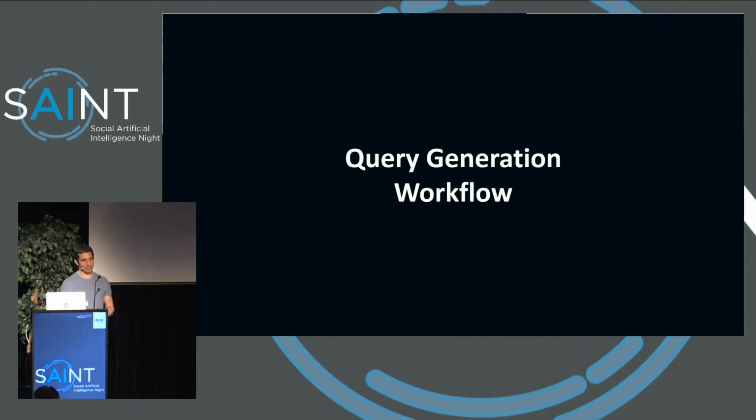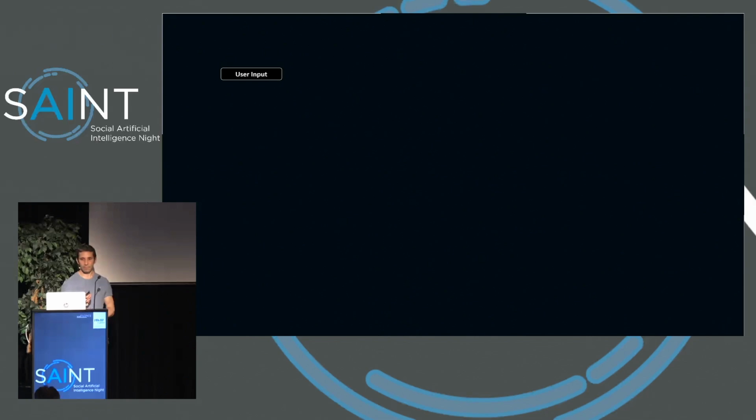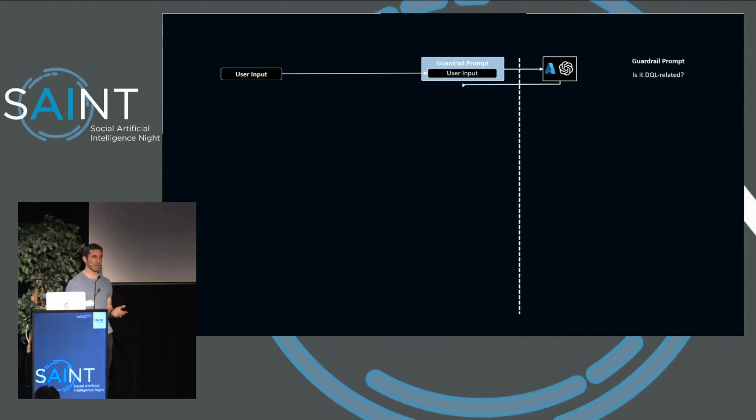I will show you now, this is already live and running. It's in our product. There's even a demo workspace, so you can all try it if you want. The way it works at the moment, I'll just walk you quickly through that. The user provides an input, that's obviously the starting point. Then we check, is this a question we want to answer at all? In this case, it would be, is it related to DQL, to our query language?